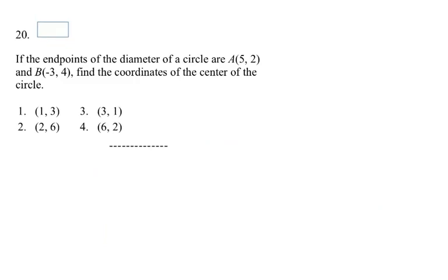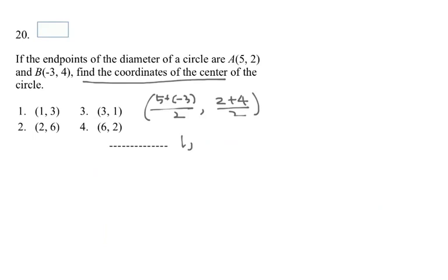Alright, let's look at number 20. The endpoints of the diameter of the circle are these. Finding the coordinates of the center is basically finding the midpoint. So we're going to go for 5 plus negative 3 over 2, and then 2 plus 4 over 2. Then the first one is simply 1, the second one becomes 3. 1, 3 becomes the answer. Choice 1 becomes the answer, therefore.